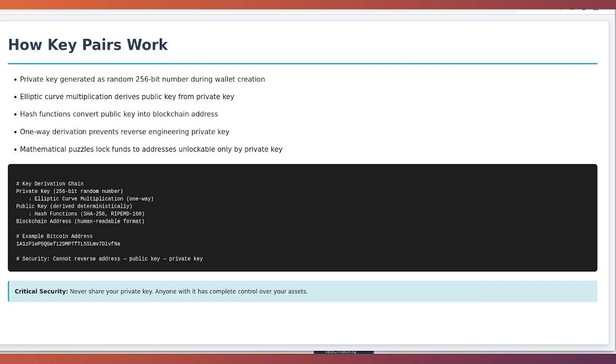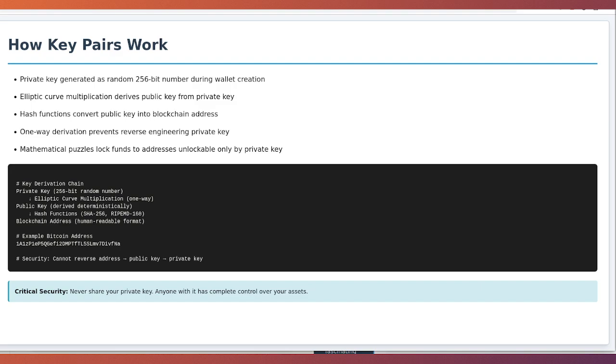The crucial point is that while you can always derive the public key from the private key, you cannot reverse the process. The private key must be kept absolutely secret because anyone who possesses it has complete control over the associated assets. Think of your private key as the password to your entire digital fortune. In contrast, your public key and address can be shared freely. They are like your account number that others need to send you funds.